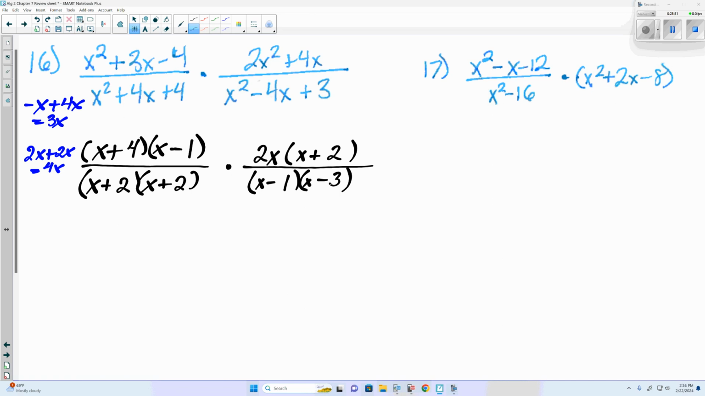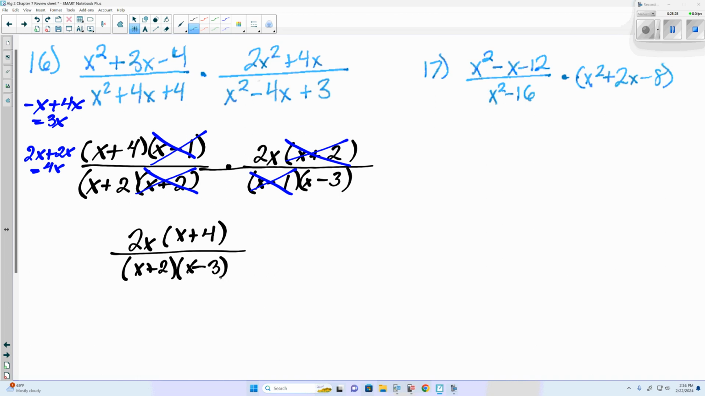Now at this point here, we need to multiply everything together, yes? And when we multiply together, we're really just merging the numerator and numerator terms, put them next to each other. The denominators, we're doing the same thing. So what's in common on top and bottom? X minus 1 and x minus 1. X plus 2 and x plus 2. And what that leaves us with is 2x times x plus 4. And on bottom we have x plus 2 and x minus 3. And that's it.